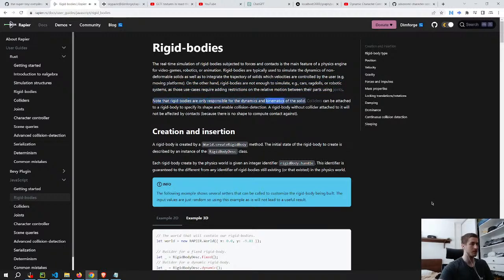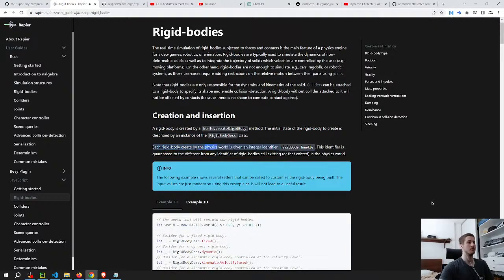Note that rigid bodies are only responsible for the dynamics and kinematics of the solid. Colliders can be attached to a rigid body to specify its shape and enable collision detection. A rigid body without a collider attached to it will not be affected by contacts, because there is no shape to compute contact against. Creation and insertion. A rigid body is created by the world.createRigidBody method. The initial state of the rigid body to create is described by an instance of the RigidBodyDesc class. Each rigid body created by the physics world is given an inner identifier, rigidBody.handle. This identifier is guaranteed to differ from any identifier of a rigid body still existing or that existed in the physics world.